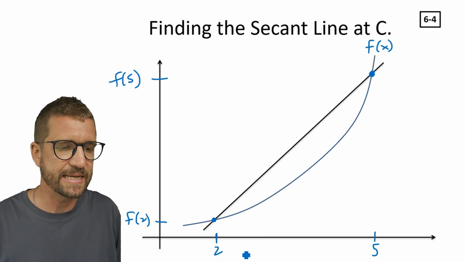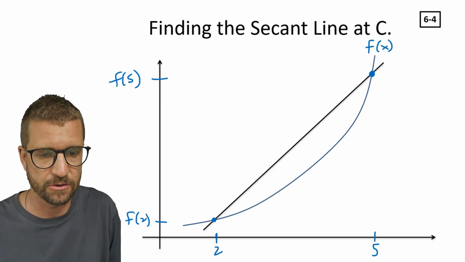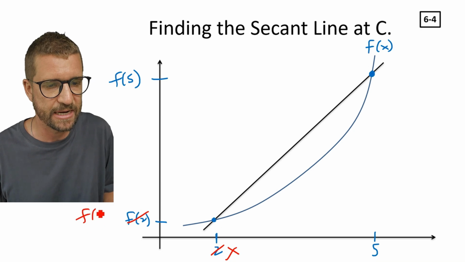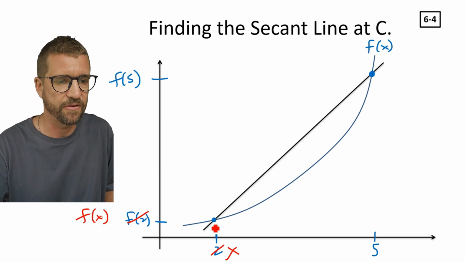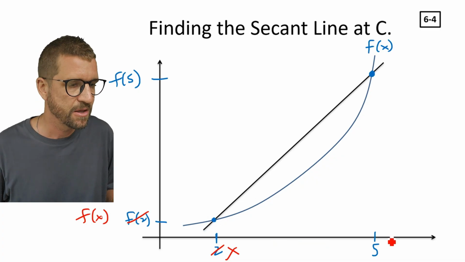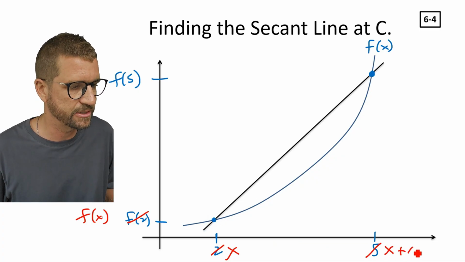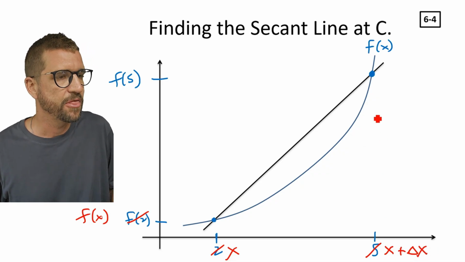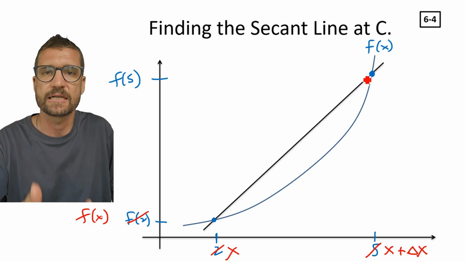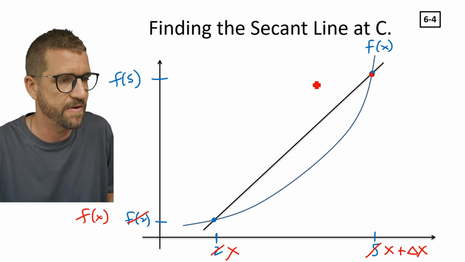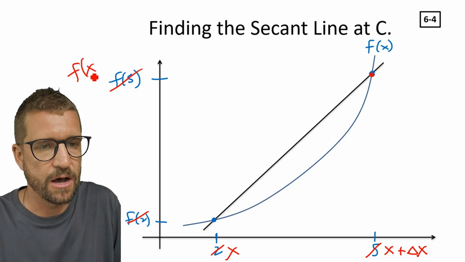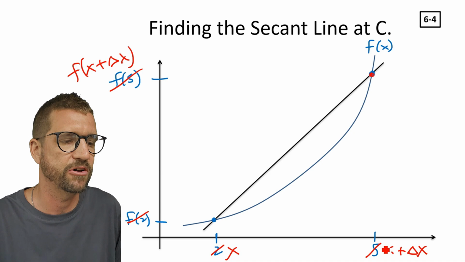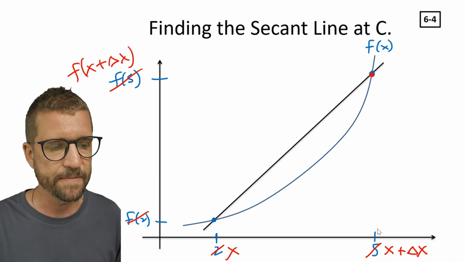Okay, so to develop this, instead of 2, we'll have x. If this is just the value x, then this point would just be f of x, that f function evaluated at x. This one is going to be x plus delta x, and I'll explain all this in just a second. Which means this y value is f of x plus delta x, just f evaluated at this x value, which is x plus delta x. Okay, hope that made sense.